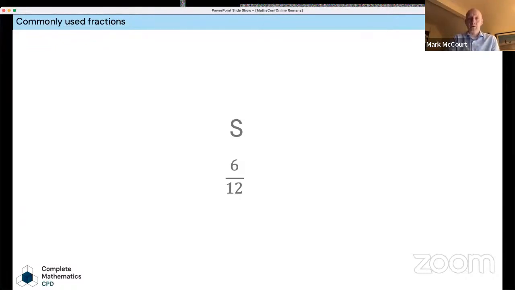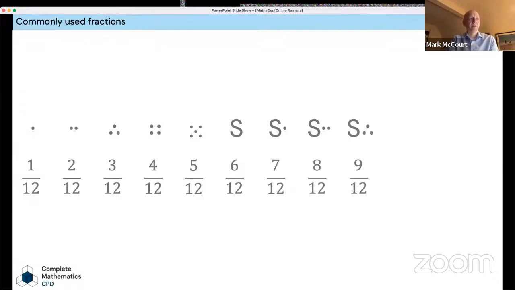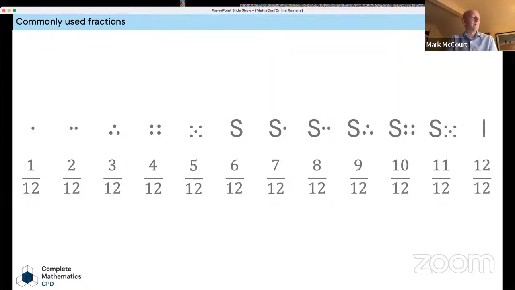So S is 6/12, 1/2, halfway between. A single dot is 1/12. 2 dots is 2/12. 3 dots, 3/12. 4 dots, 4/12, and 5 dots, 5/12. Then when we go beyond a half, we say a half and that. So it's going to be S 1 dot, S 2 dots, S 3 dots, S 4 dots, S 5 dots for 11/12. And then obviously 12/12 is the unit. So we're back at I.